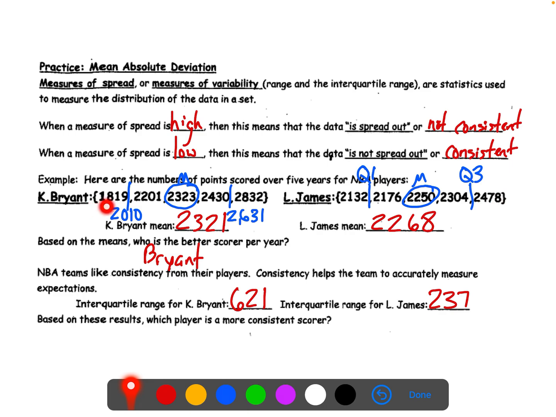Whereas here, Bryant was down below 2000 and then almost up to 3000 on one of those years. So that's a much wider spread of data. That's why his IQR is bigger. So if we were answering based on the results which is the more consistent scorer, that would be James. It's more predictable that he's going to get close to 2,000 points in a season.